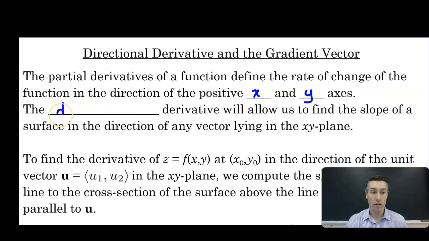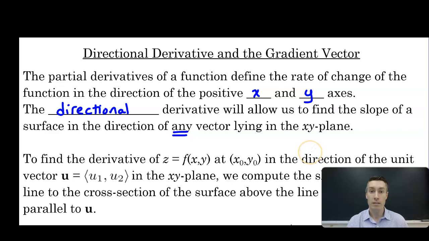So the directional derivative will allow us to find the slope of a surface in the direction of any vector lying in the xy plane. And just to highlight there, any vector. So the directional derivative now gives us a tool to find the rate of change of a function in any direction that we want to go from a given point. The important piece to note is that the vector is in the xy plane. So it's a two-dimensional direction vector that will help us find the rate of change of the three-dimensional function.